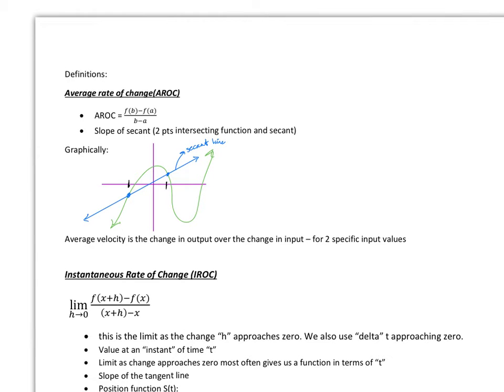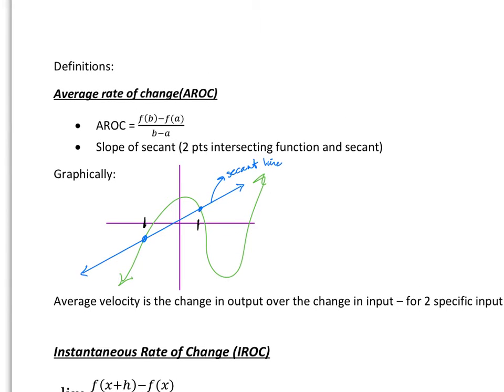Right, this is just a page of definitions of the different topics we've been dealing with so far in this chapter. So the first thing I have here is the average rate of change. And if you notice, it basically looks like slope. So it is the change of the output, f(b) minus the output at a, over b minus a.